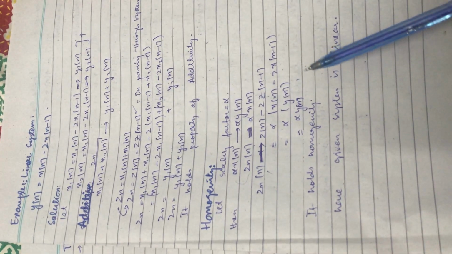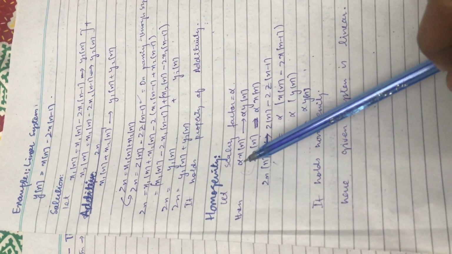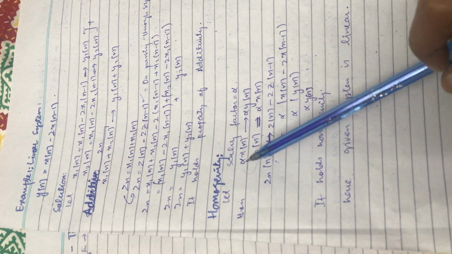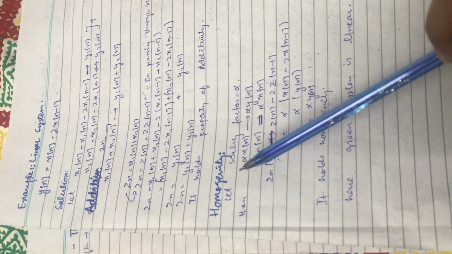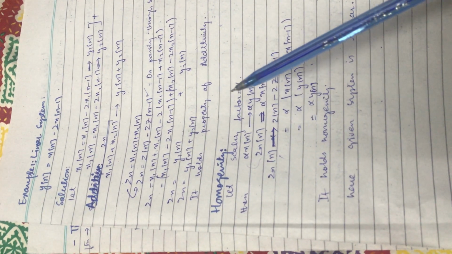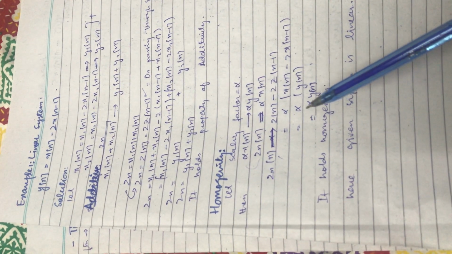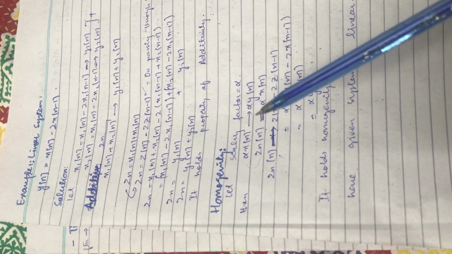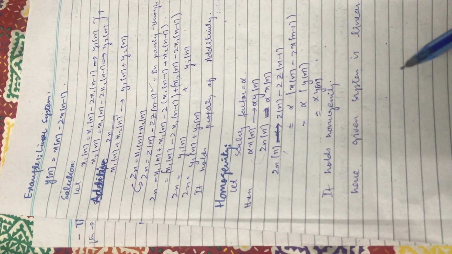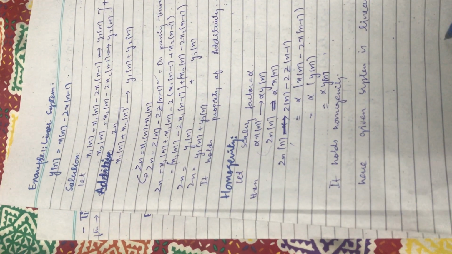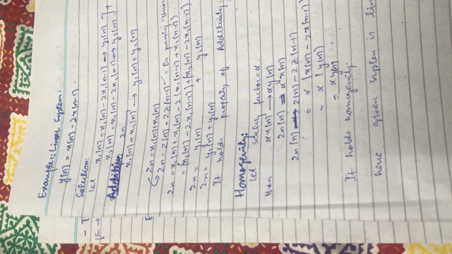Now come to the homogeneity. In homogeneity, for example, we have multiplied with alpha, the scaling factor alpha, on the input side. If we get that factor on the output, this means that the system is homogeneous too. This is holding the property of homogeneity, hence this is a linear system.